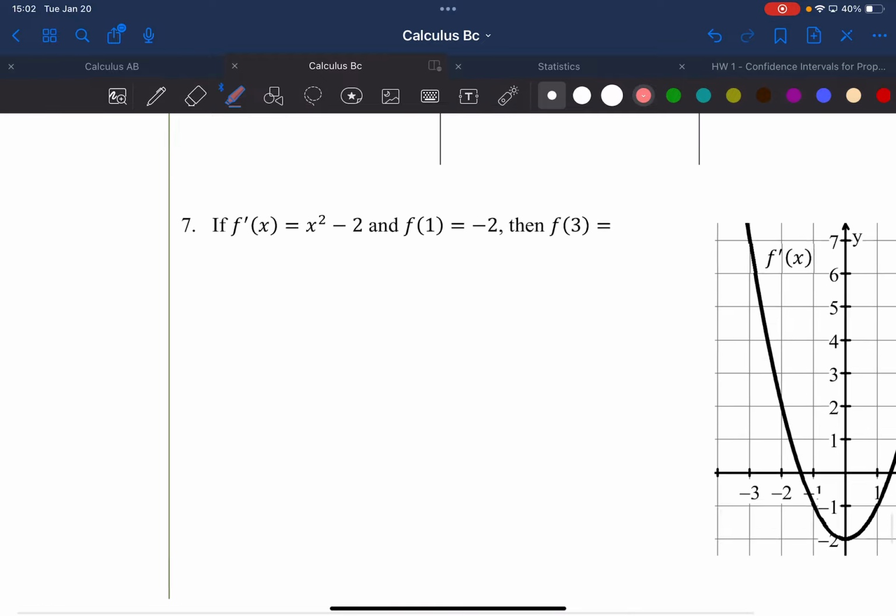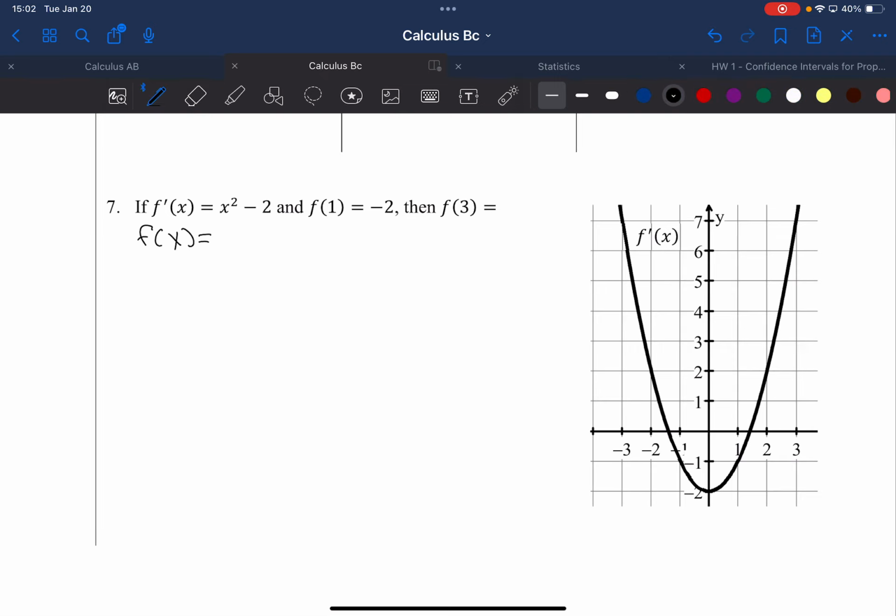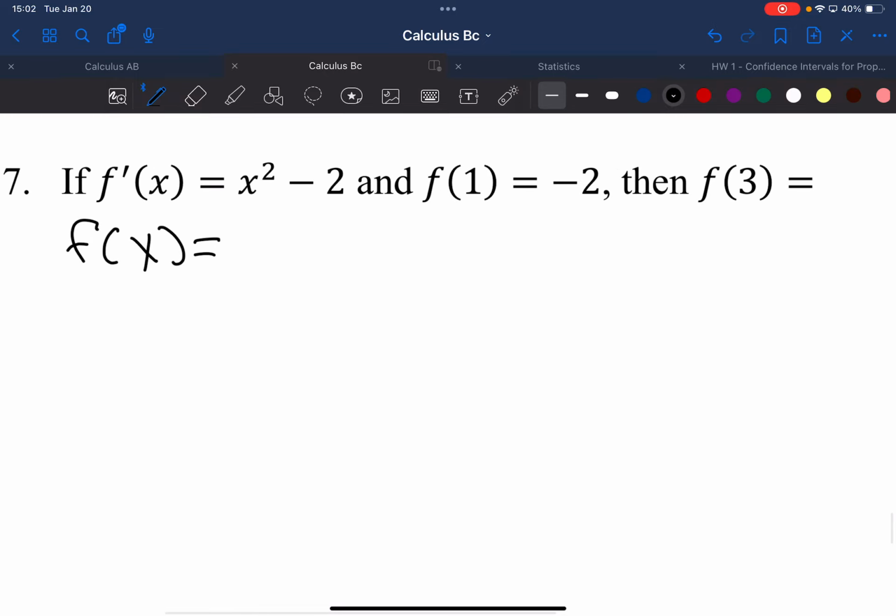Okay, so for example here's number 7, we're given the problem and then we're given the graph of the derivative. The problem says if the derivative of f of x is equal to x squared minus 2, and f of 1 is equal to negative 2, find f of 3. So our first step here would be to find the antiderivative. Okay. So the antiderivative of x squared would be x cubed over 3, good, and the antiderivative of negative 2 would be negative 2x and then plus c.